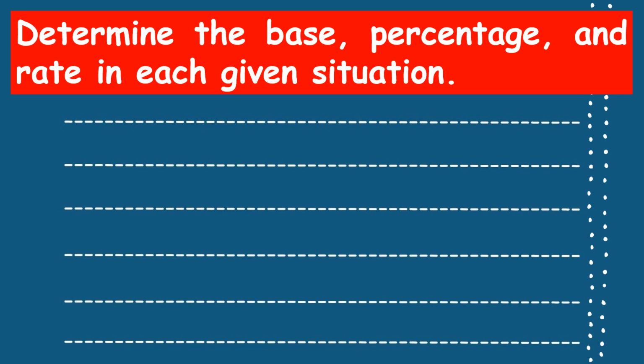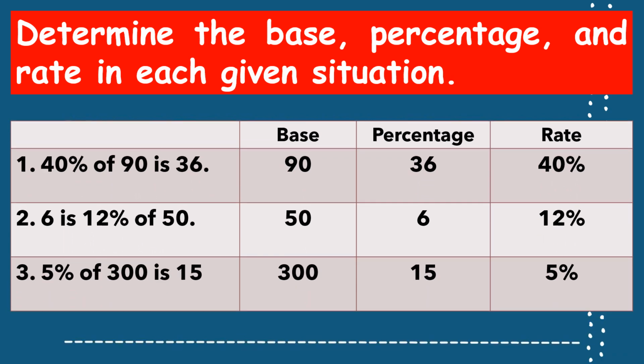Determine the base, percentage, and rate in each given situation. So for number 1, we have our statement: 40% of 90 is 36. So we have, for our base, 90, for our percentage 36, and for our rate 40%.